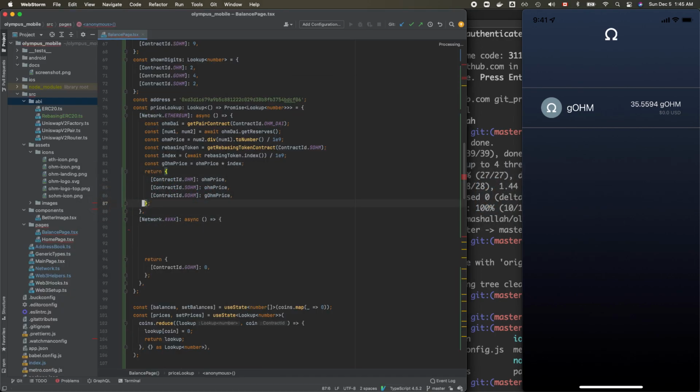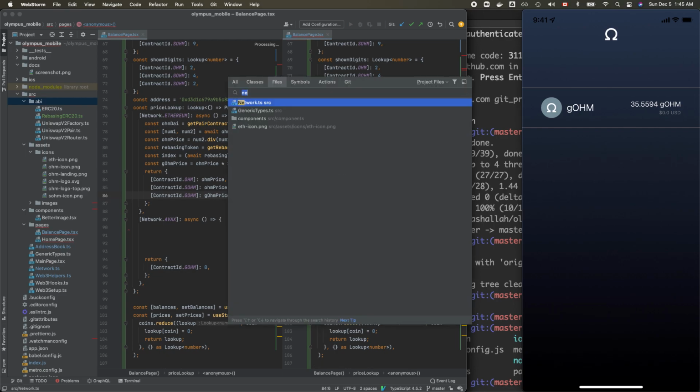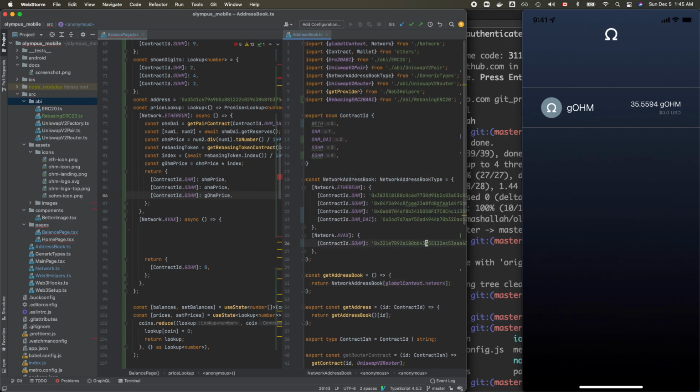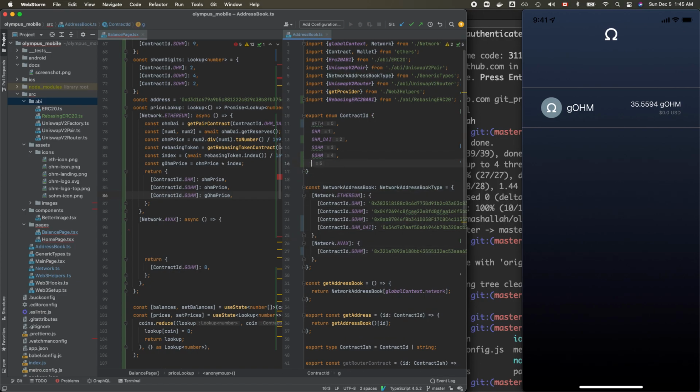We can jump back into our code and go to address book. There we go. Over here, I could probably put gOhm and then AVAX.